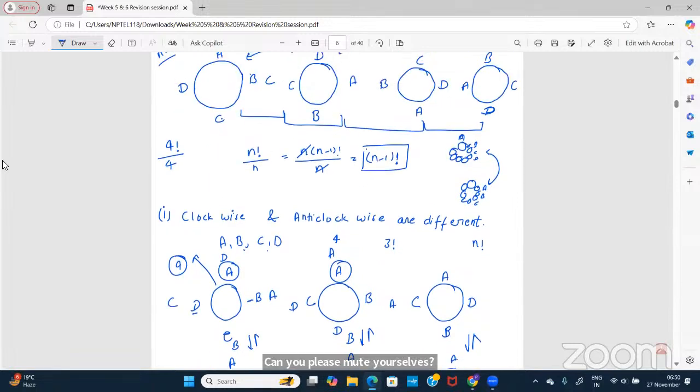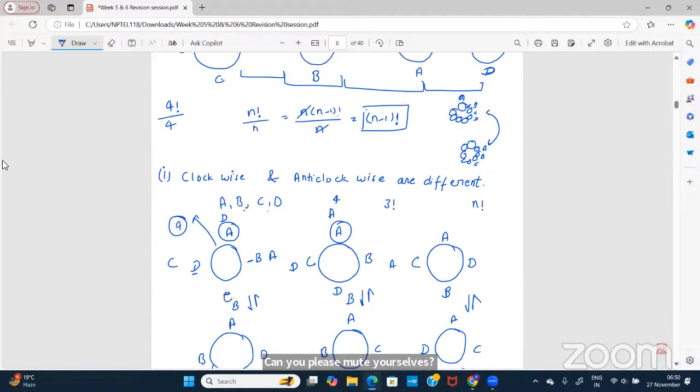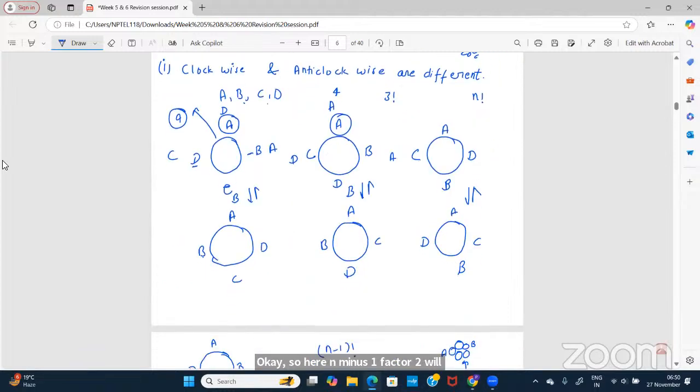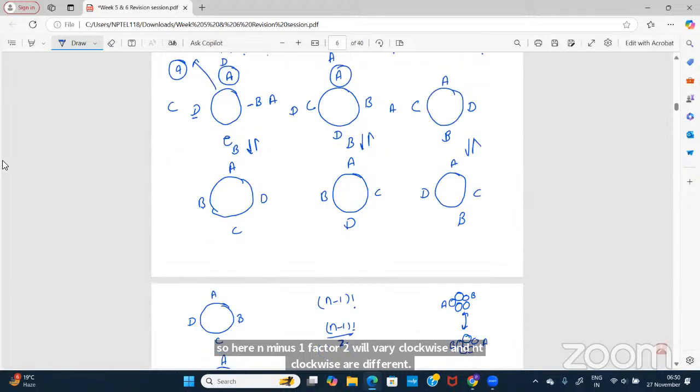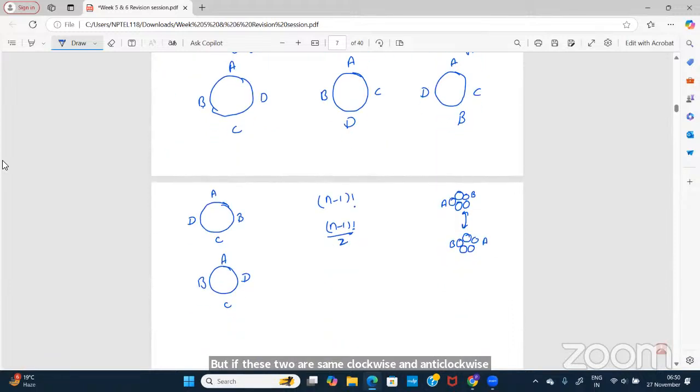So here it is n minus 1 factorial when clockwise and anti-clockwise are different. But if these two are the same, clockwise and anti-clockwise are the same, then we divide it by 2. So it will be n minus 1 factorial divided by 2 ways.